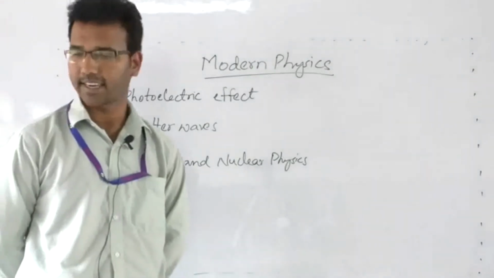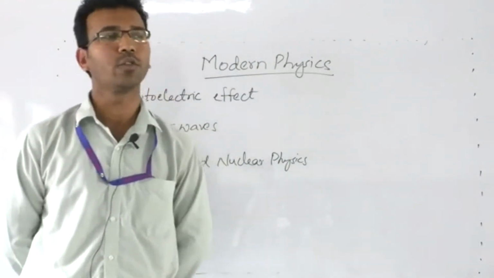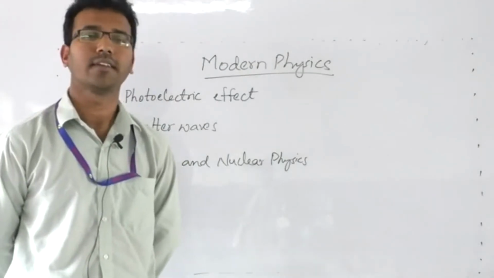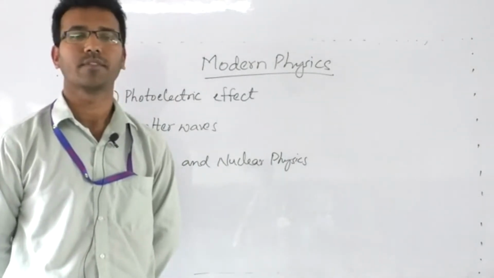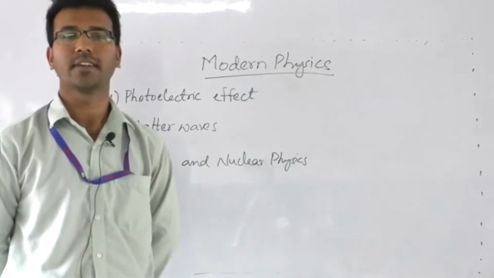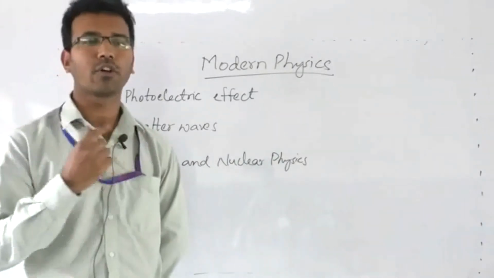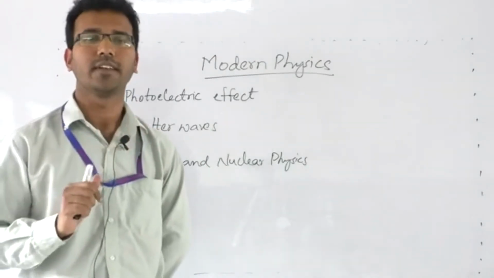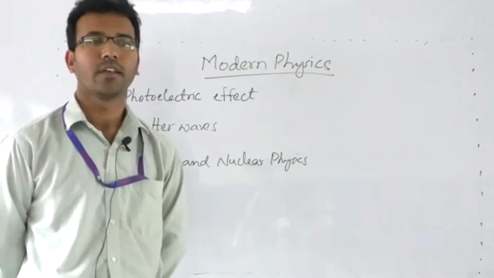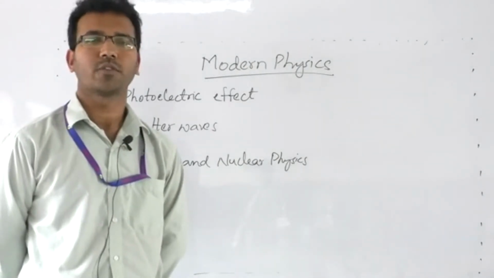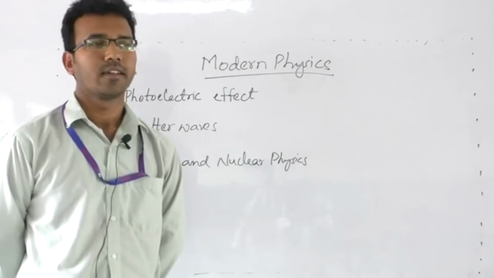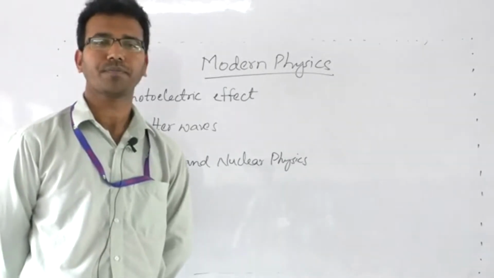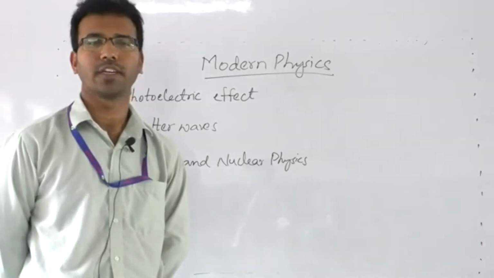For example, we know that atoms contain nuclei, and the nucleus has nucleons, called protons and neutrons, and electrons revolve around the nucleus. They are orbiting around the nucleus. This is the model proposed by Rutherford. But when we accept this model, we know that electrons are continuously revolving around the nucleus.